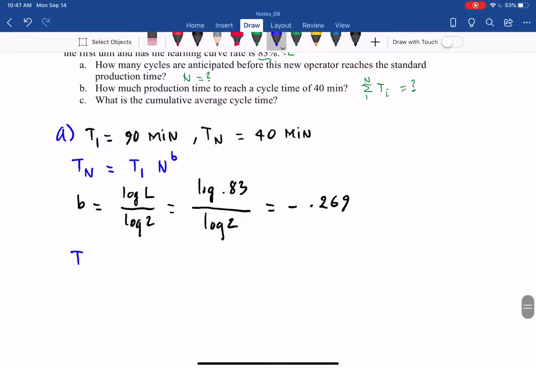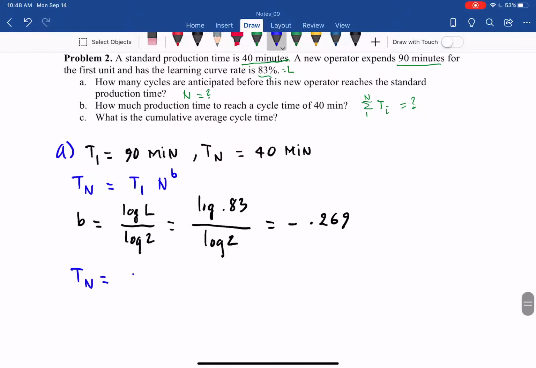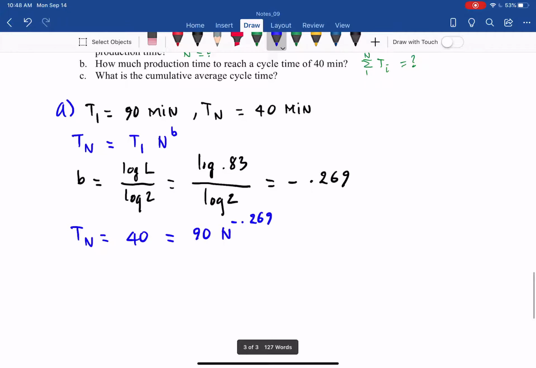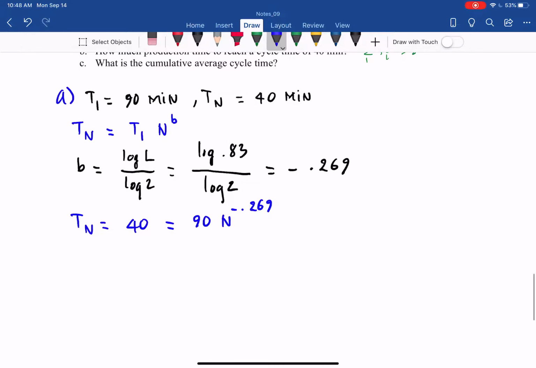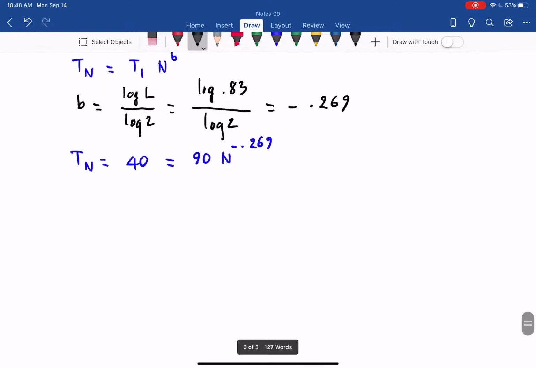Then we plug that into the equation. We have Tn equal to 40 minutes and T1 equal to 90 minutes times n to the power negative 0.269. So one equation, one unknown. With your calculator we can find n, and we can do the transformation.